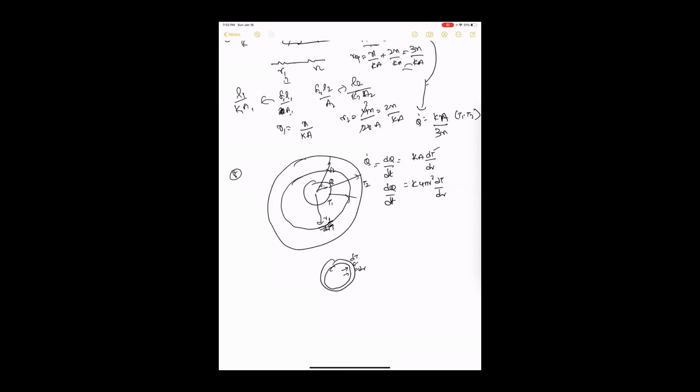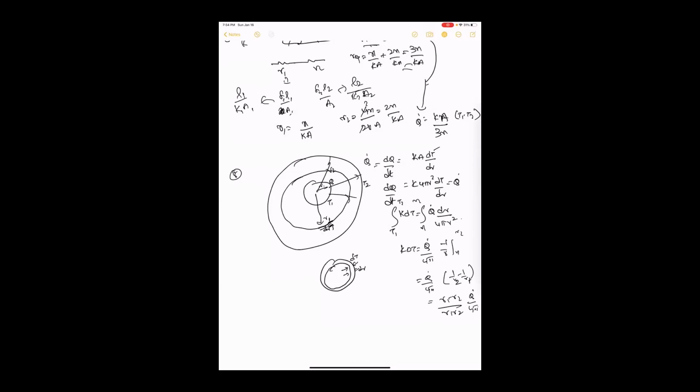Now, this heat flow is the same everywhere. Q dot is the same. So K into dT is equal to Q dot into dr by 4 pi r square. Since Q dot is the same, I'm integrating this. Temperature changes from T1 to T2, radius R1 to R2. So K into delta T is equal to Q dot, and 4 pi comes out of the integral. The integral of dr by r square is minus 1 by r, from R1 to R2. So Q dot by 4 pi into 1 by R1 minus 1 by R2, or 1 by R2 minus 1 by R1. This becomes R1 minus R2 by R1 R2 into Q dot by 4 pi.